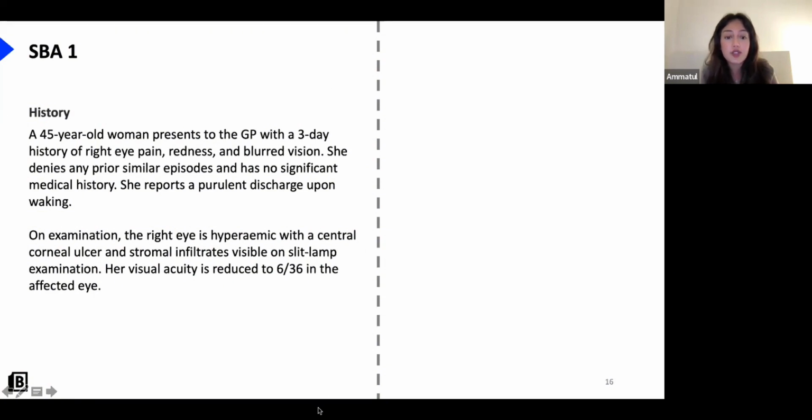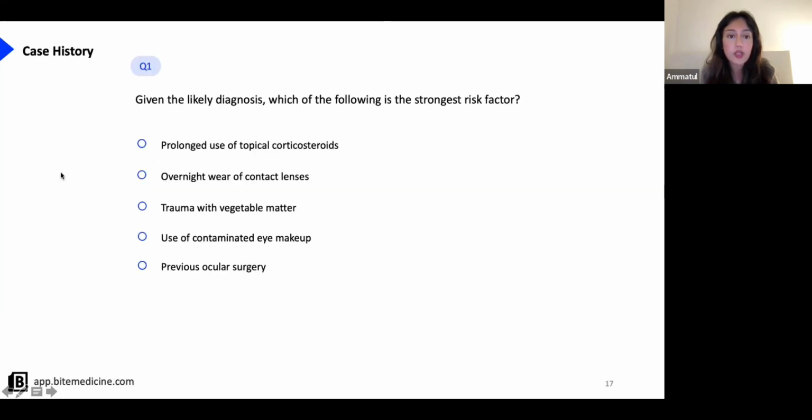Her visual acuity is reduced to 6 out of 36 in the affected eye. So just take a moment to read the history. Okay. So, given the likely diagnosis, which of the following is the strongest risk factor? Prolonged use of topical corticosteroids, overnight wear of contact lenses, trauma with vegetable matter, contaminated use of eye makeup, or previous ocular surgery. Let's take a moment to think about what you would answer.